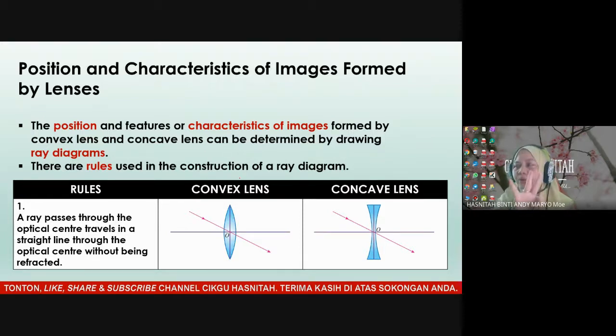Actually, there are three rules. The first rule: a ray which passes through the optical center travels in a straight line. So this is what I mentioned earlier. For both convex and concave, the light that travels through the optical center won't be refracted, meaning it will continue to travel in a straight line after passing through the lens. This one also continues to travel in a straight line after passing through the convex lens. So that is the first rule.